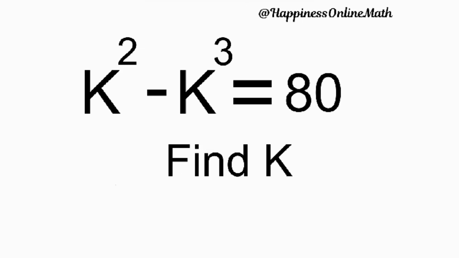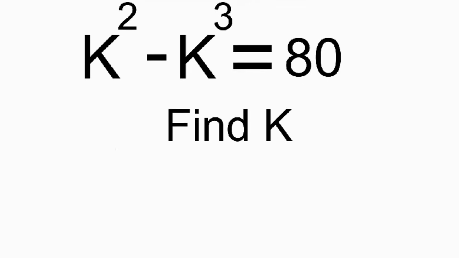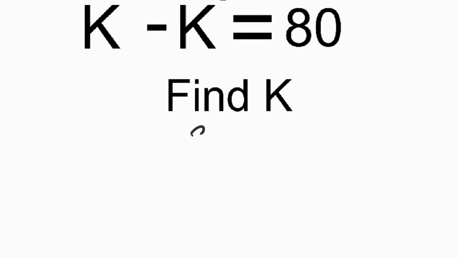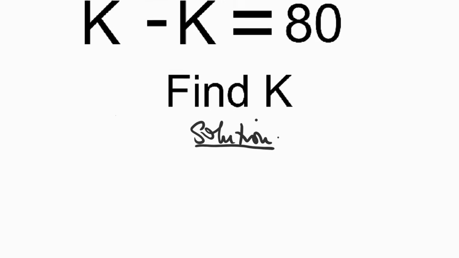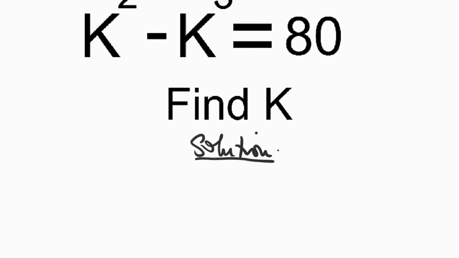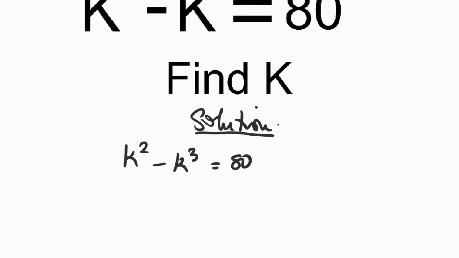We have that k squared minus k cubed is equal to 80, and we're asked to find the value of k. So let us solve this question by first writing out the word solution. So now we have k squared minus k cubed is equal to 80.